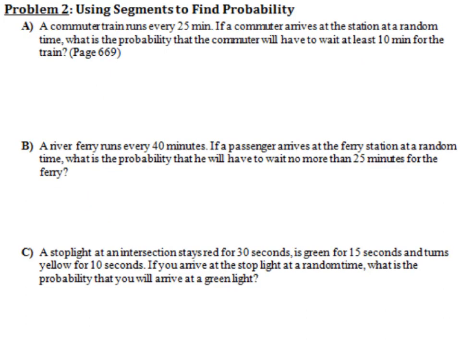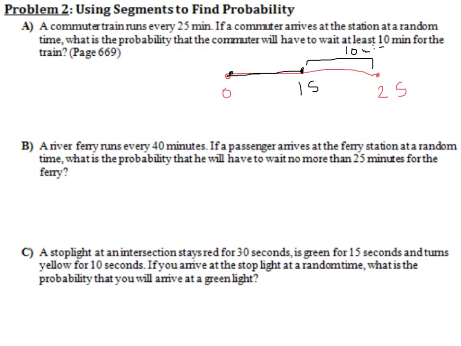So use your segments to find the probability. So for this problem, we could draw a line segment. So we know that a commuter train goes every 25 minutes, so from 0 to 25. That's how often it runs. So what's the probability you'd have to wait for 10 minutes? So let's say that it goes from 1 to 15, because then I would have to wait for 10 minutes for the next one to arrive.